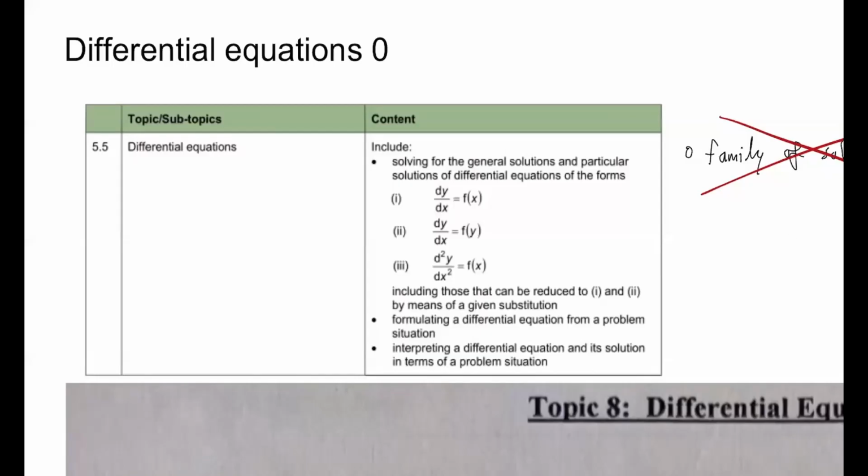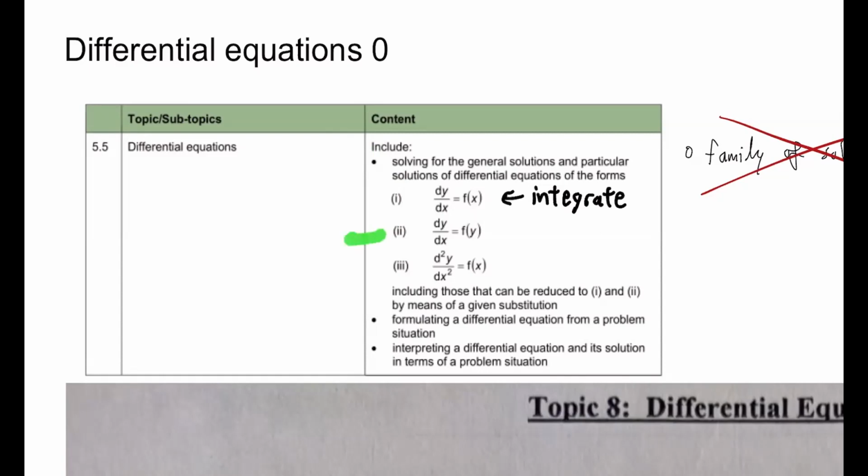Okay, so here is the syllabus copied from SEAB. These are the topics you need to know for differential equations. You start off with part one. You need to be able to solve for y from dy by dx equal to f of x. All you need to do is to integrate. Normally, I think you already know this.